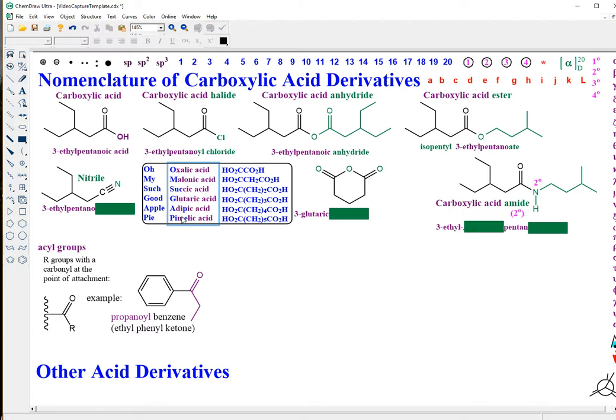This anhydride is of the glutaric variety, because it has 1, 2, 3, 4, 5 carbons. And because it's not an acid anymore, it's actually an anhydride. You keep the glutaric. You do not keep the 3. The 3 was a vestige of the previous example, my mistake. And the name is glutaric anhydride.